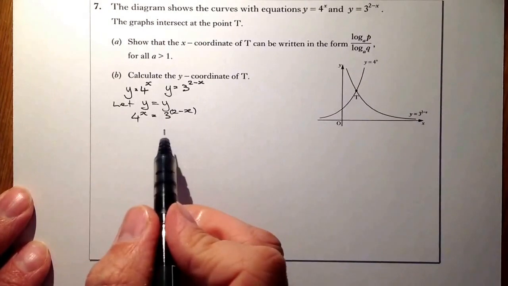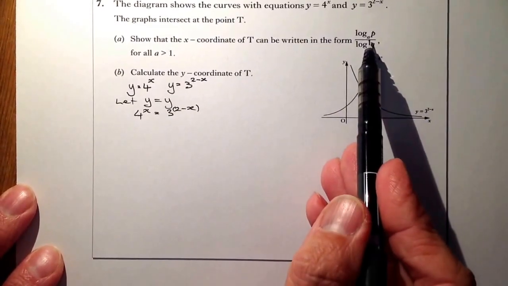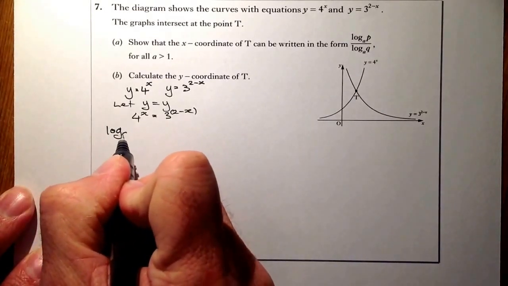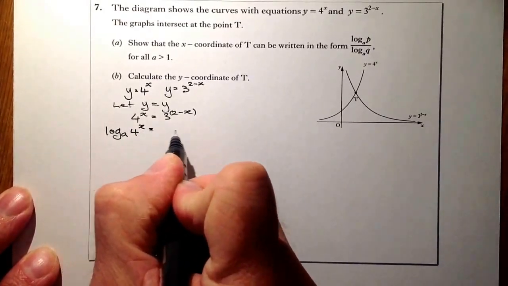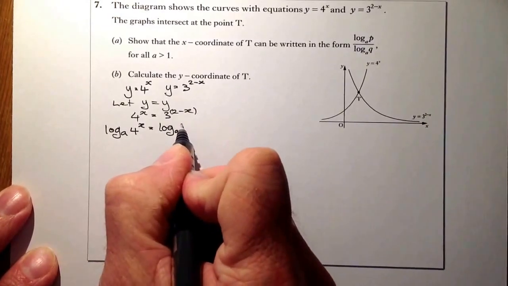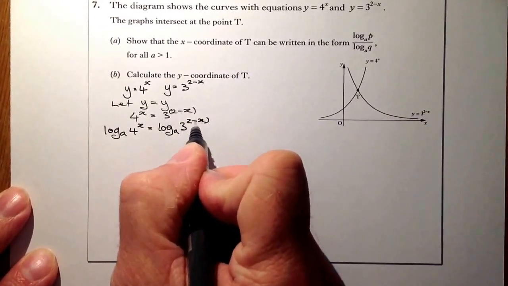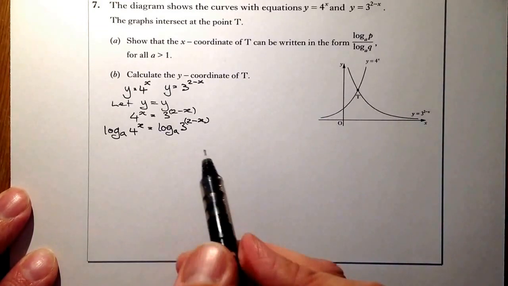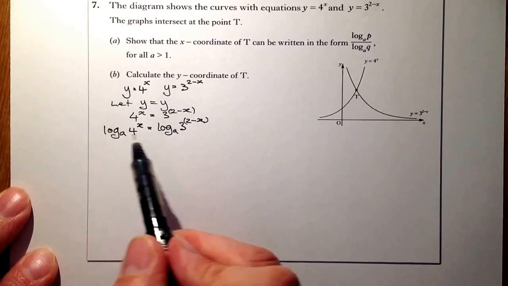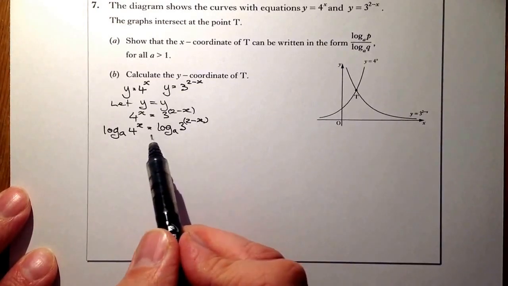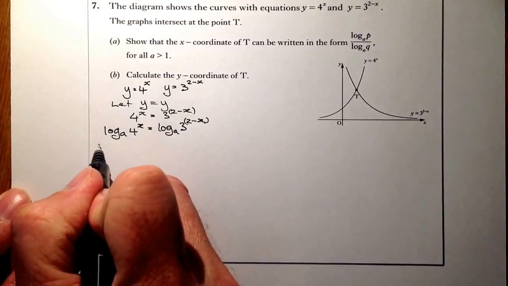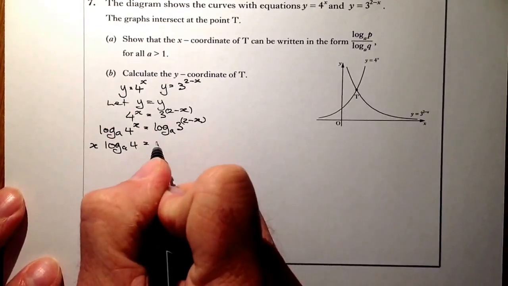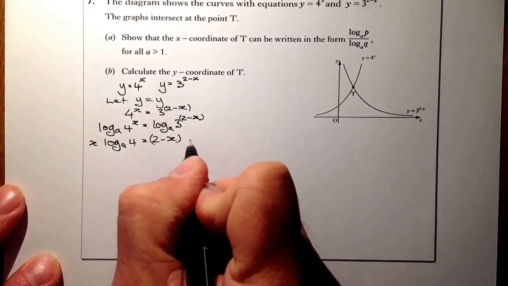Right, so what I'll do is I'll take the logs of both sides, and because we're working to log base a, I'm going to take log base a of both sides: log base a of 4 to the power of x, and log base a of 3 to the power of 2 minus x. From there, I'll use the law of logs to bring the x down to the front and the 2 minus x down to the front as well. So x log base a of 4, and (2 minus x), keep that in a bracket, log base a of 3.